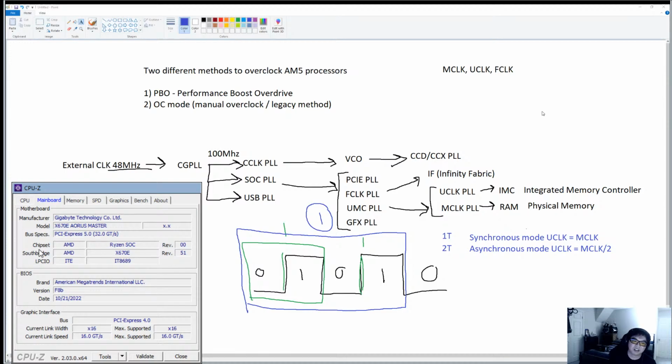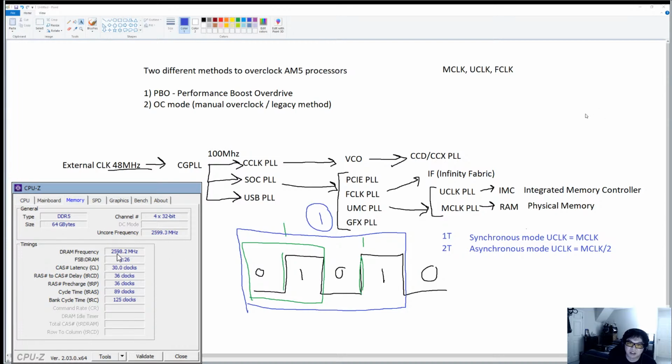Everything works fine. So I'm just running it at 5200, and that's why you guys see I'm running the U-clock at 1-to-1 ratio. So I get to run it at 1T, 5200, which is the max supported official speed, and not have any problems. So still waiting on those AGESA updates, and then I'll try to overclock memory again.